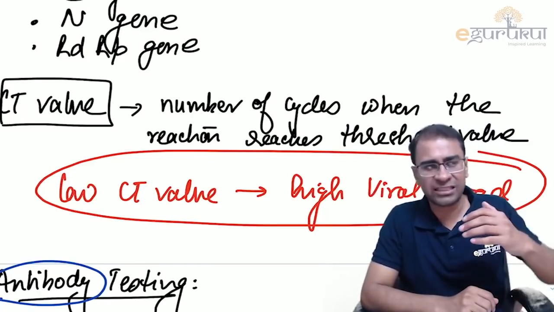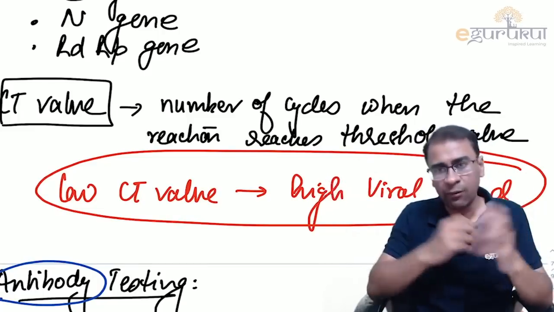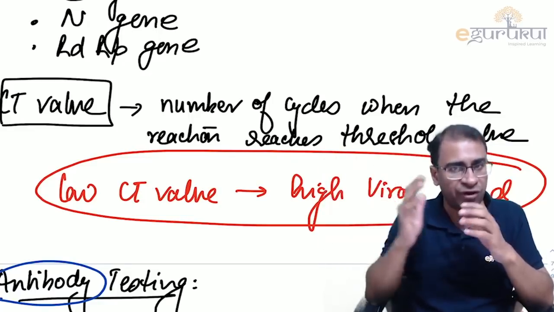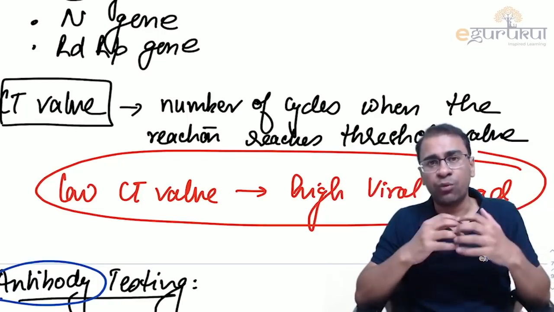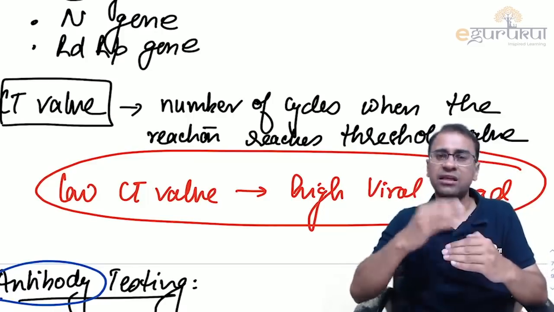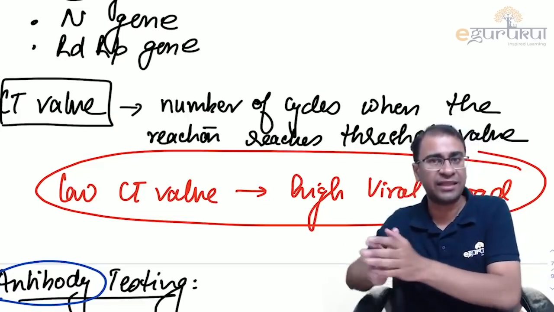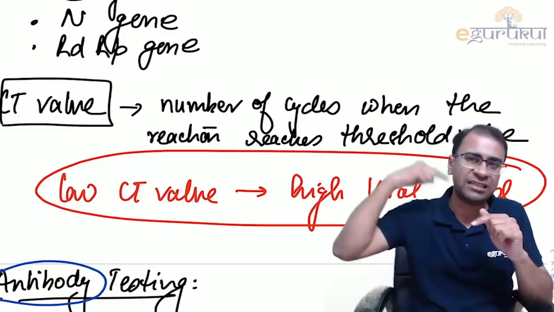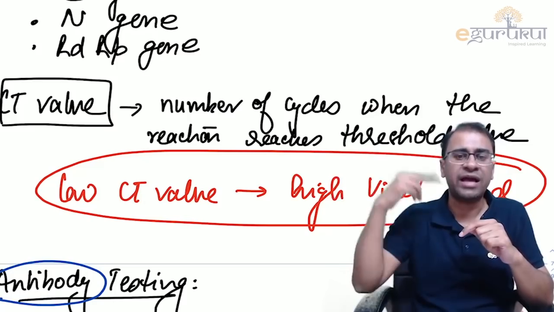Suppose a virus has 2 cycles of replication and it got amplified. And there's another virus which had 10 cycles of replication and then got amplified. In the first case, with 2 cycles of replication, that means the virus load was already high in the patient. So even with a smaller number of cycles, the virus was detected. But in a patient who needs 10 cycles of replication before being detected, it means the viral load was low. So correlate a high CT value with a low virus load, and a low CT value with a high virus load.